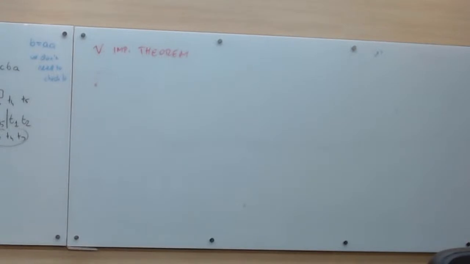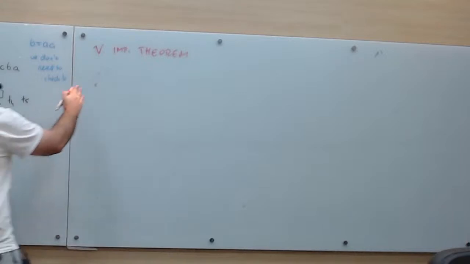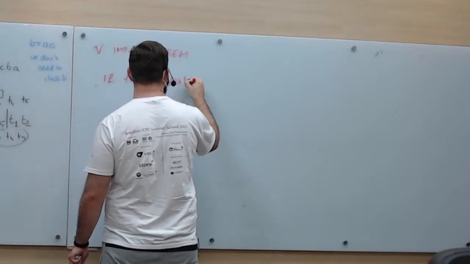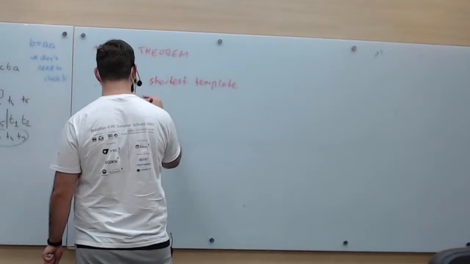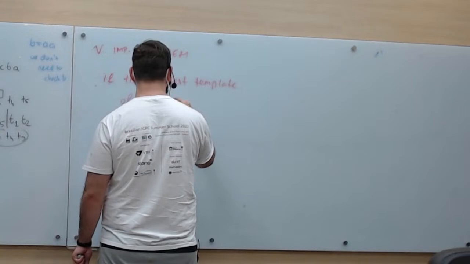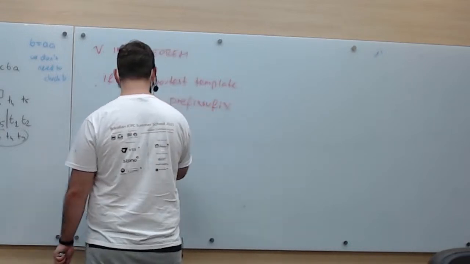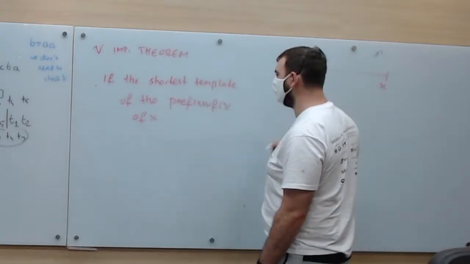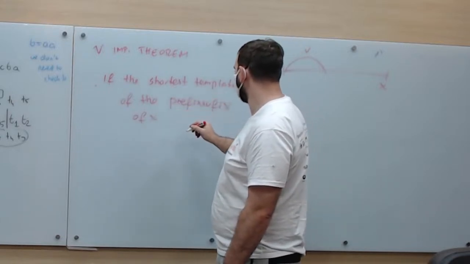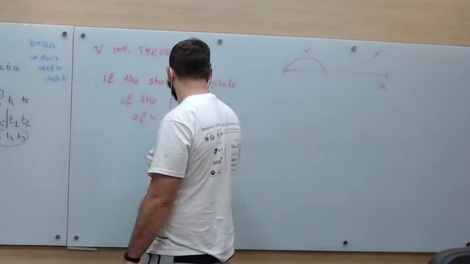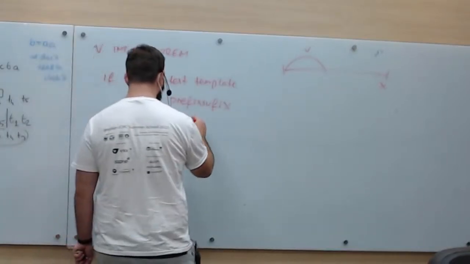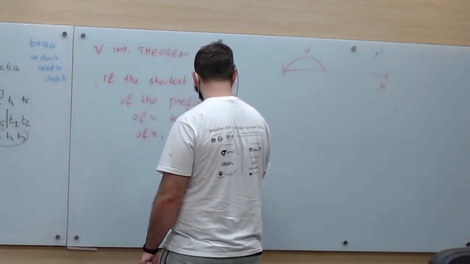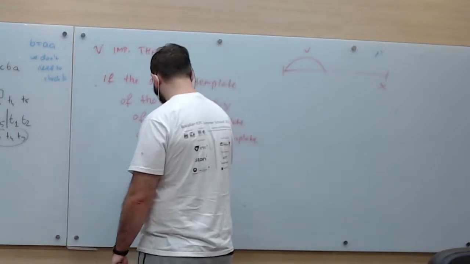If the shortest template of the prefix suffix of X, so X is right now the whole word, and the prefix suffix will use the same notation as here, it will be V. So if the shortest template of the prefix suffix of X is not a template of X, then the template for X is X.